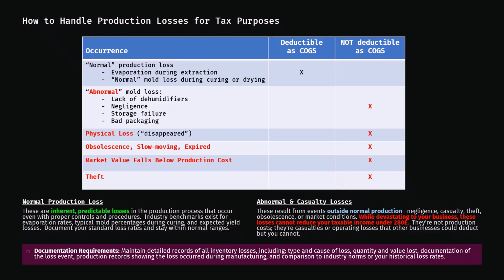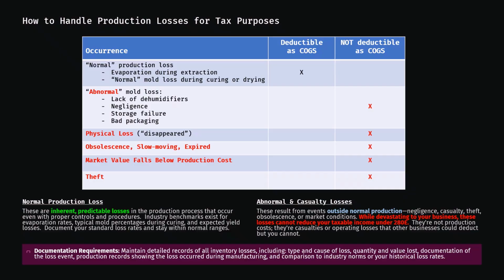And here's a real example. So if your flower molded because you never installed dehumidifiers or your dry room was out of spec, that's on you. The IRS calls that abnormal spoilage, and you can't push it through COGS. But here's the good news. Normal spoilage can be deducted if you do it right.